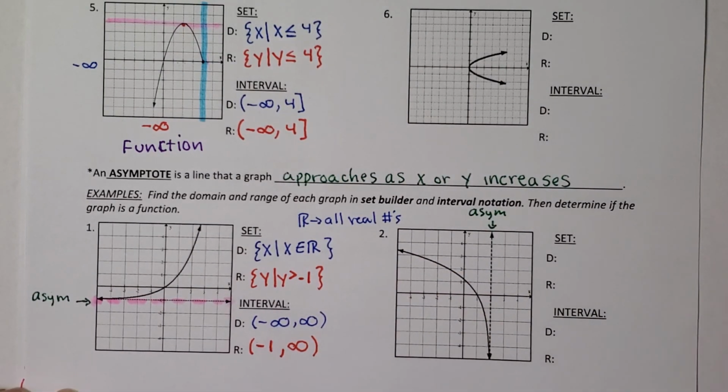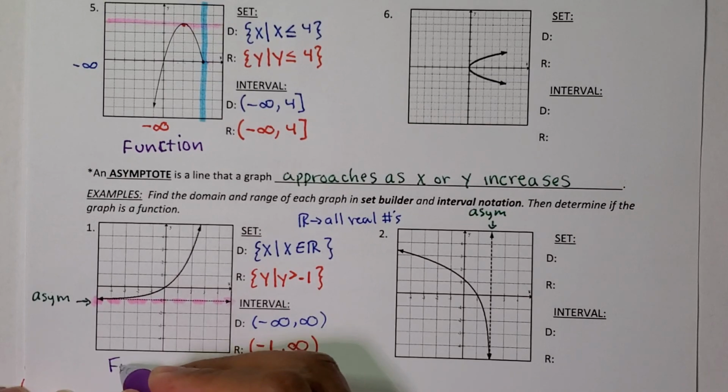Now the last question: is this a graph of a function? Well, you can do the vertical line test, and if you see that it hits 2 points, then that means it's not a function, but it's not going to hit 2 points. So this is the graph of a function.